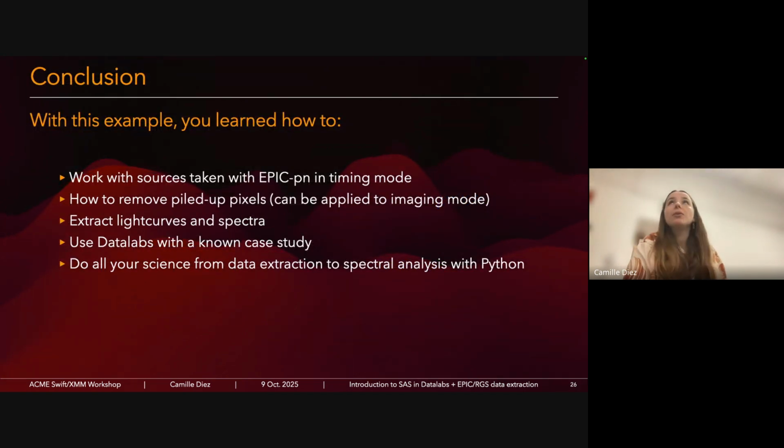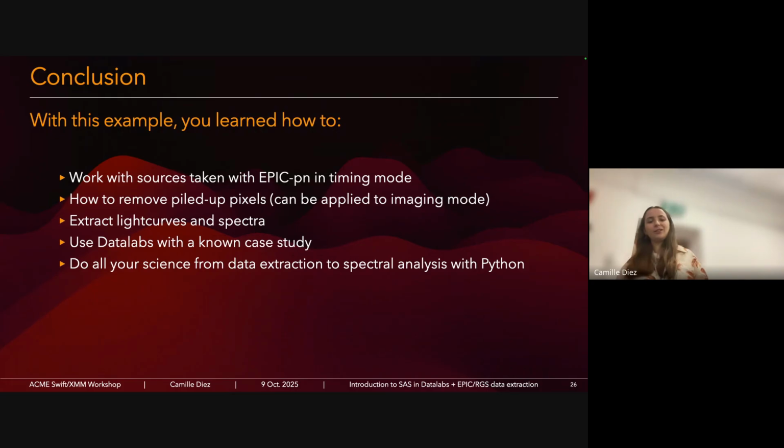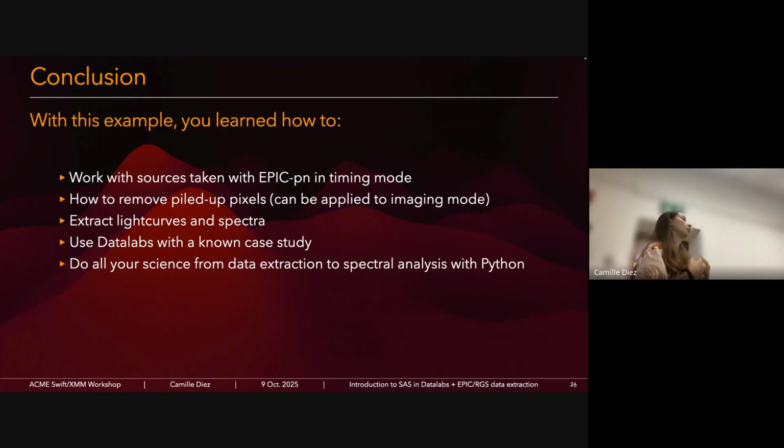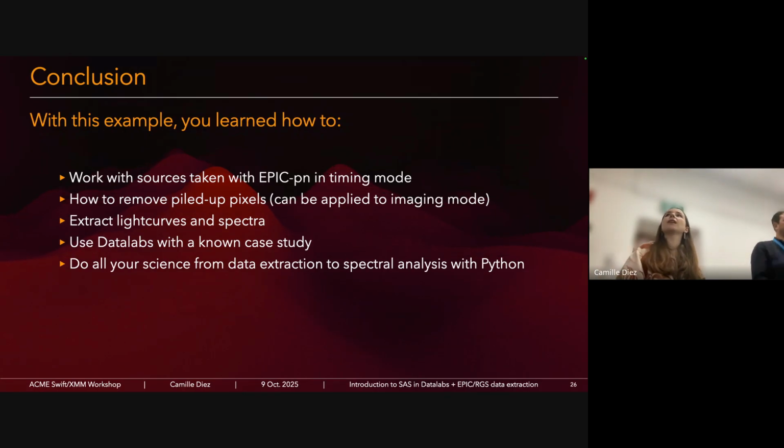So with this example and this presentation in general, you learned, hopefully, how to work with sources taken with EPIC PN in timing mode. Hopefully, I showed you that for some sources, it is very important to correct for pileup by removing the columns that are impacted by pileup. In any case, even if you don't have a bright source, this is a check that you still have to do for your sources. Most of the time, they are not bright enough, but sometimes they are too bright. And then you do the same steps, extract, as usual, the light curves and the spectra. Here I showed you an example using Datalabs with a known case study. And you can do all of your science in the same environment.